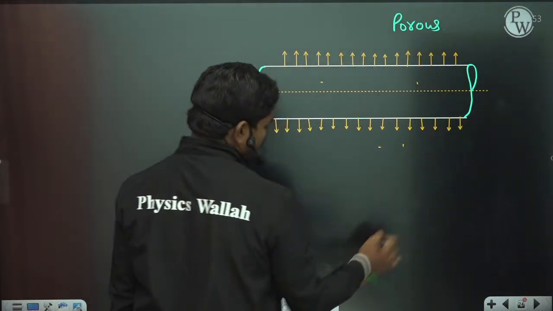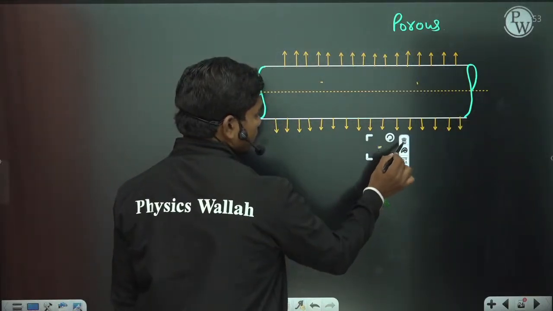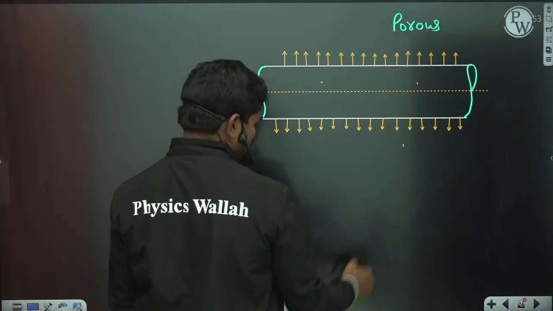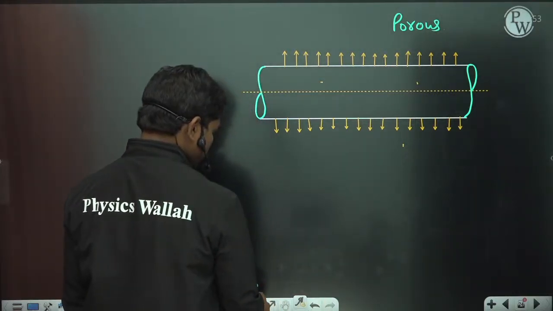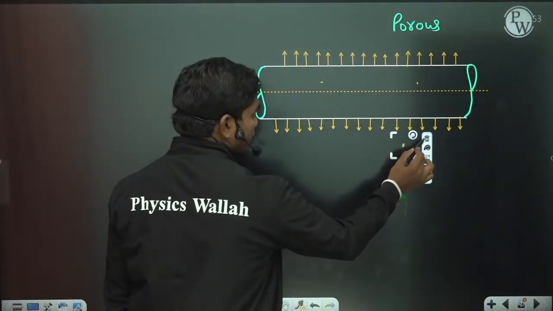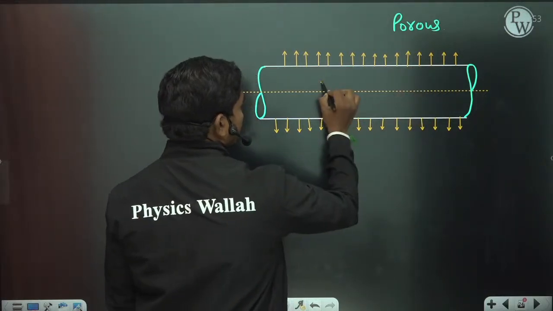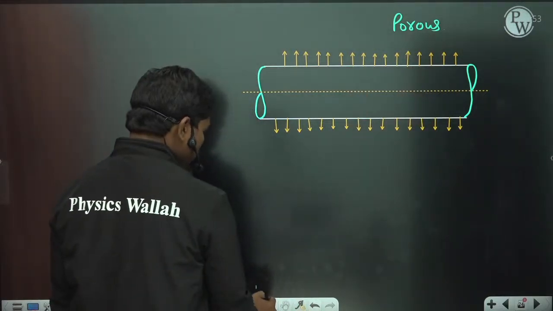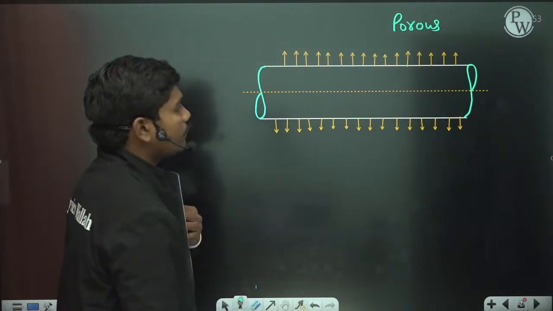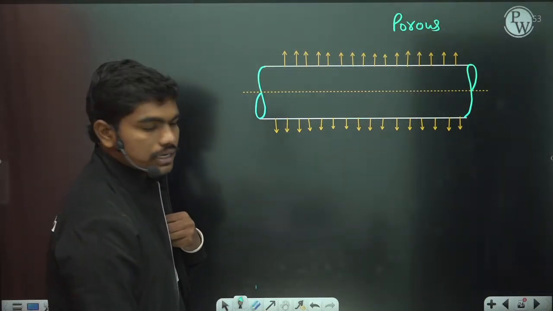So there is some fluid which is escaping here. Okay, now whenever there is certain fluid escaping here, try to tell me this.